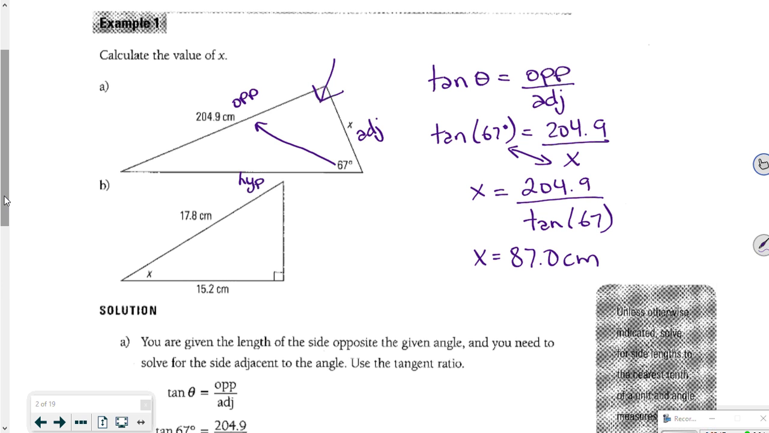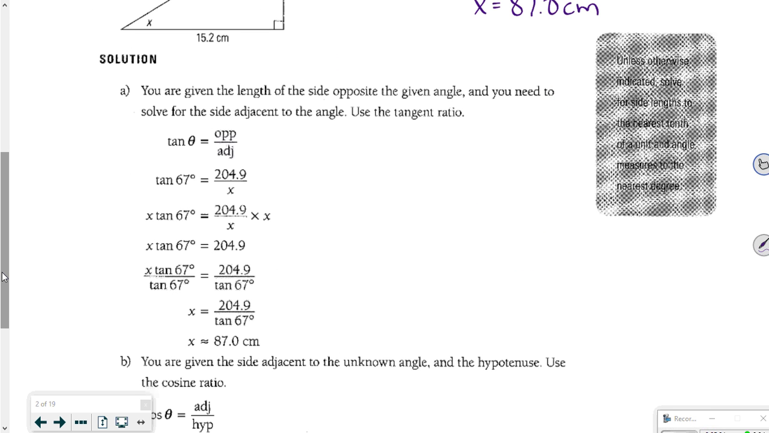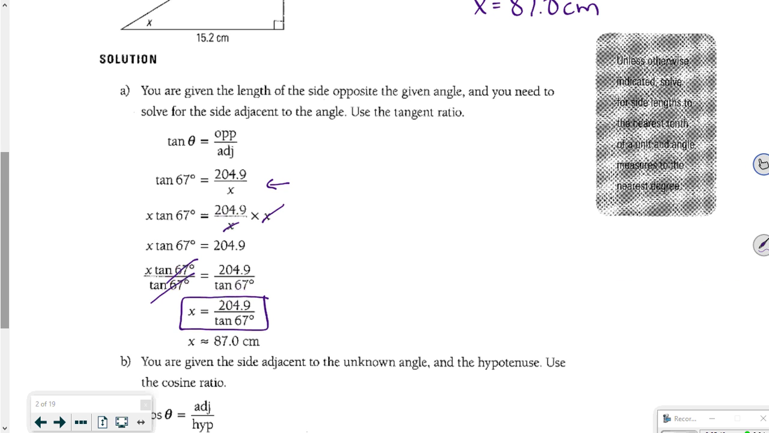This is exactly the same as what it says down here in the solution. The solution just shows you the longer version of rearranging. So it's the exact same up to here. Then if you actually want to multiply and move things around, you would multiply both sides by x to get rid of this x down here. Then you'd divide by tan of 67 to get the tan of 67 off, and that rearranges it. This right here is the exact same thing as what I did when I just swapped the two sides.